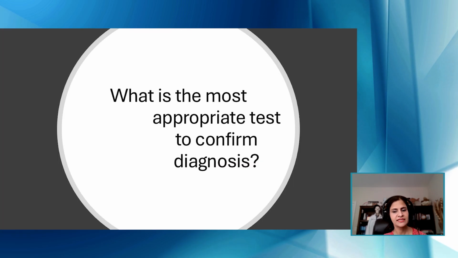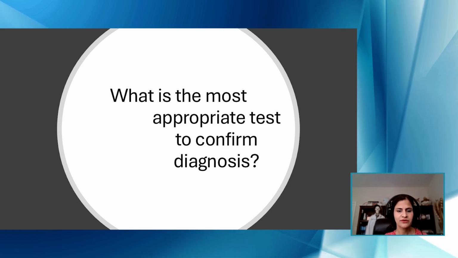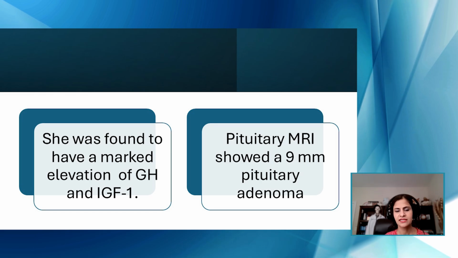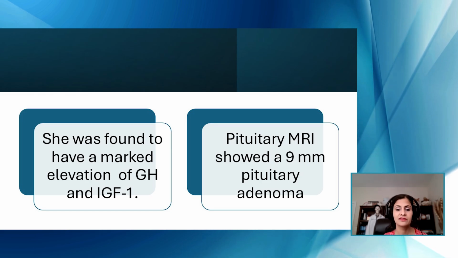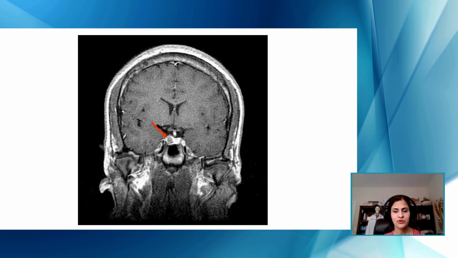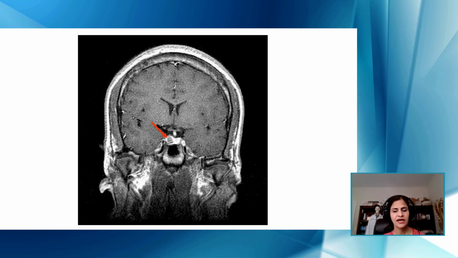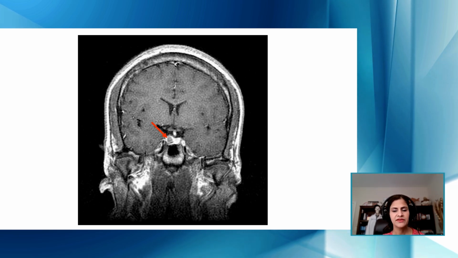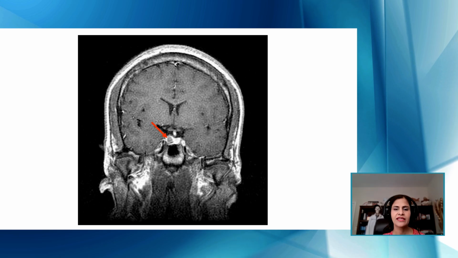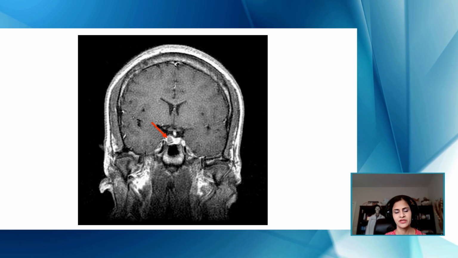So then what is the most appropriate test to confirm the diagnosis? With acromegaly, this patient had tests done, and she was found to have a marked elevation of growth hormone and IGF. And then an MRI was done that showed a 9 mm pituitary adenoma. The next slide shows her pituitary MRI. And you can see here to the right of the gland, there is an area of hypointensity that represents the pituitary adenoma and possibly the source of her growth hormone excess production.